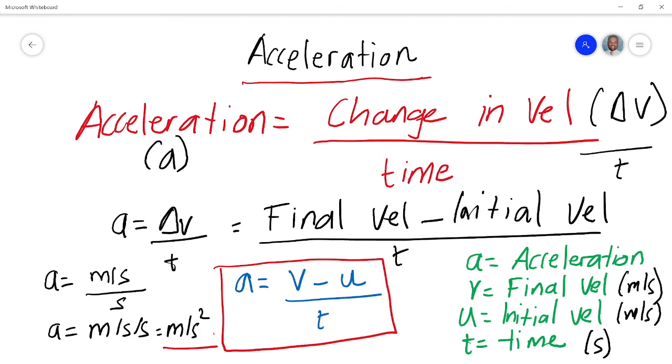Like I said, I could have jumped straight to the formula for acceleration, but I wanted you to understand how we obtain meters per second squared, because physics is not about memorizing, it's about giving a rationale for what it is and how we conclude that the unit for acceleration is meters per second squared. In summary, acceleration is change in velocity over time, or rate of change in velocity. Since you've got a change in velocity, you've got final velocity minus initial velocity over time, or a equals v minus u over t, and the unit to calculate acceleration is meters per second squared.